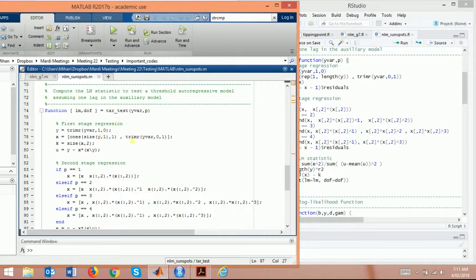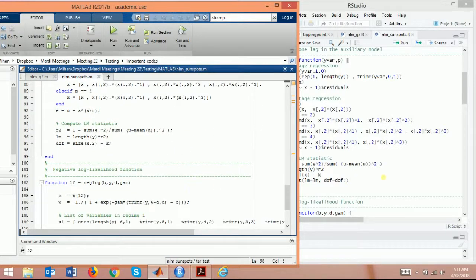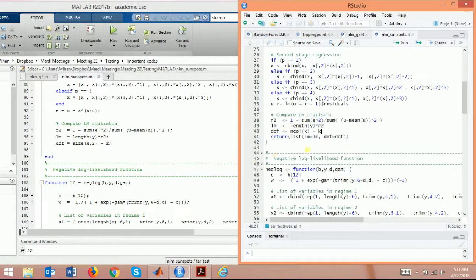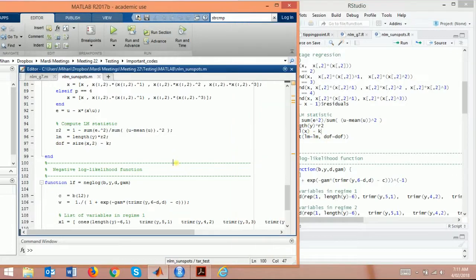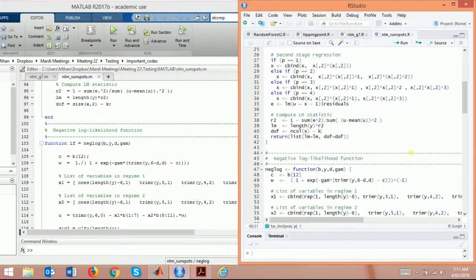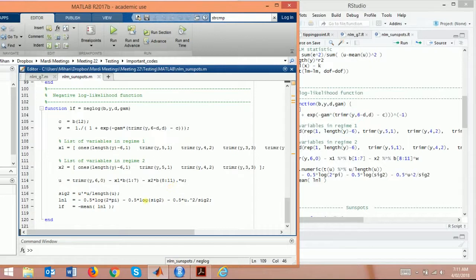Y bar. Okay, fine. This is the function, and the system will return the LM statistics and degrees of freedom as a list. Then the negative log likelihood function: the parameters are C, B12, B, Y, D, gamma. B and Y are parameters, D is the delay parameter, and gamma.